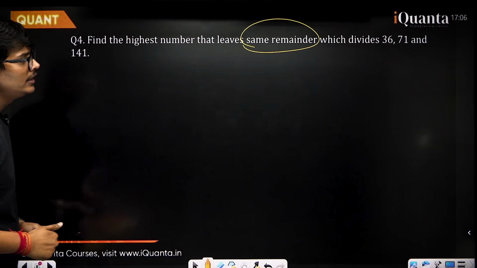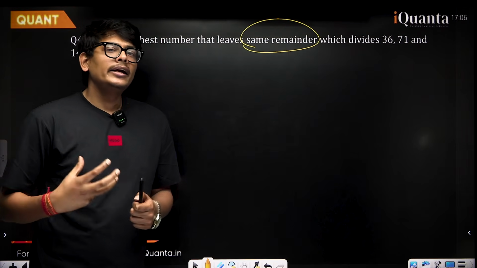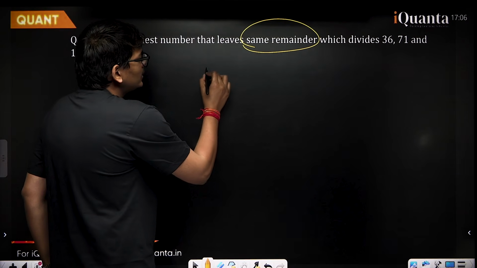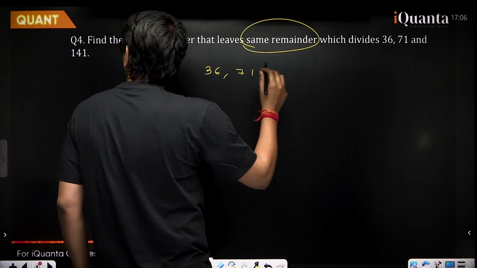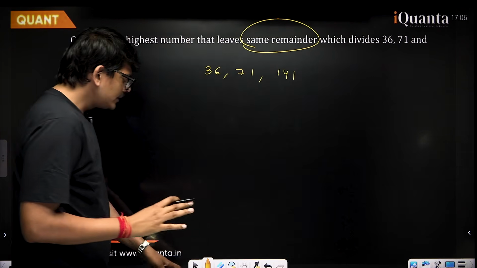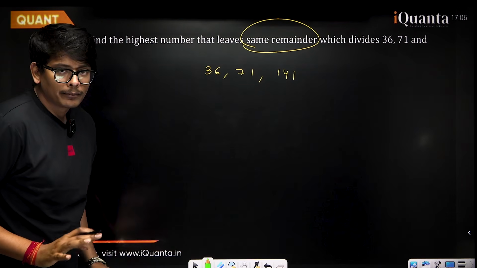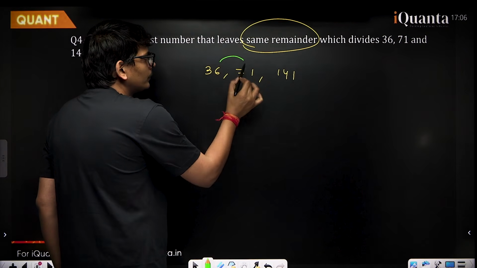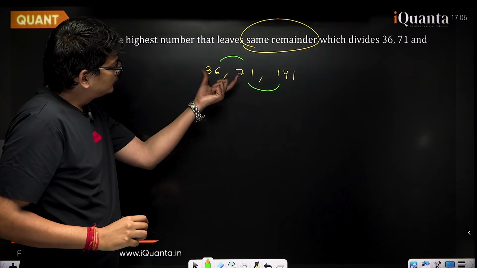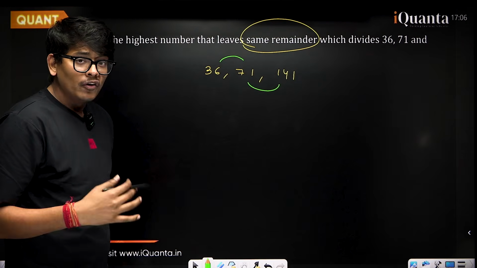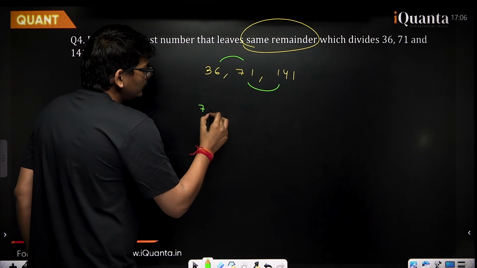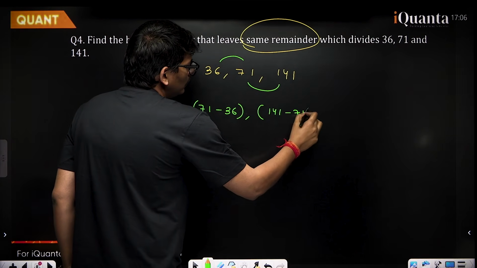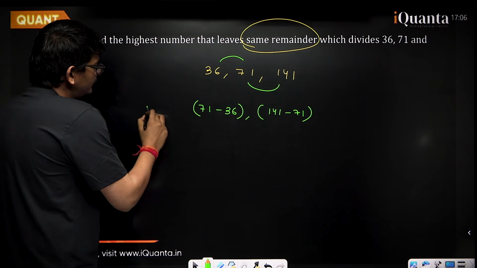So whenever you see a question based on HCF and the remainder is not known to us, you have to simply do what I am teaching you. So numbers are 36, 71, 141. So I am discussing a shortcut which will save a lot of time, right? So there are 3 numbers given to us. Just make 2 pairs. Pair 1, pair 2. Now what you have to do? Take the difference of these pairs, and then HCF.